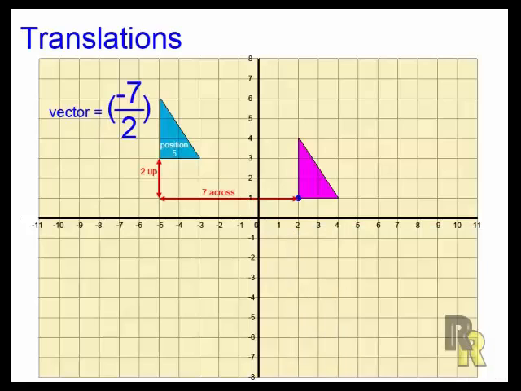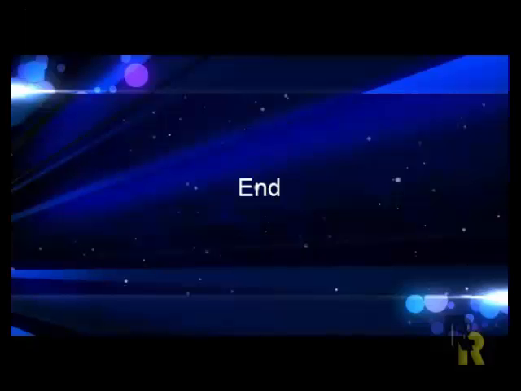Remember, a translation is where an object is moved from one position to another, and we use vectors to describe the direction and distance of this movement. The top number in a vector indicates movement along the x-axis, and the bottom number in the vector indicates movement along the y-axis. And the values of these vectors can be positive numbers, negative numbers, or a combination of both types of number.